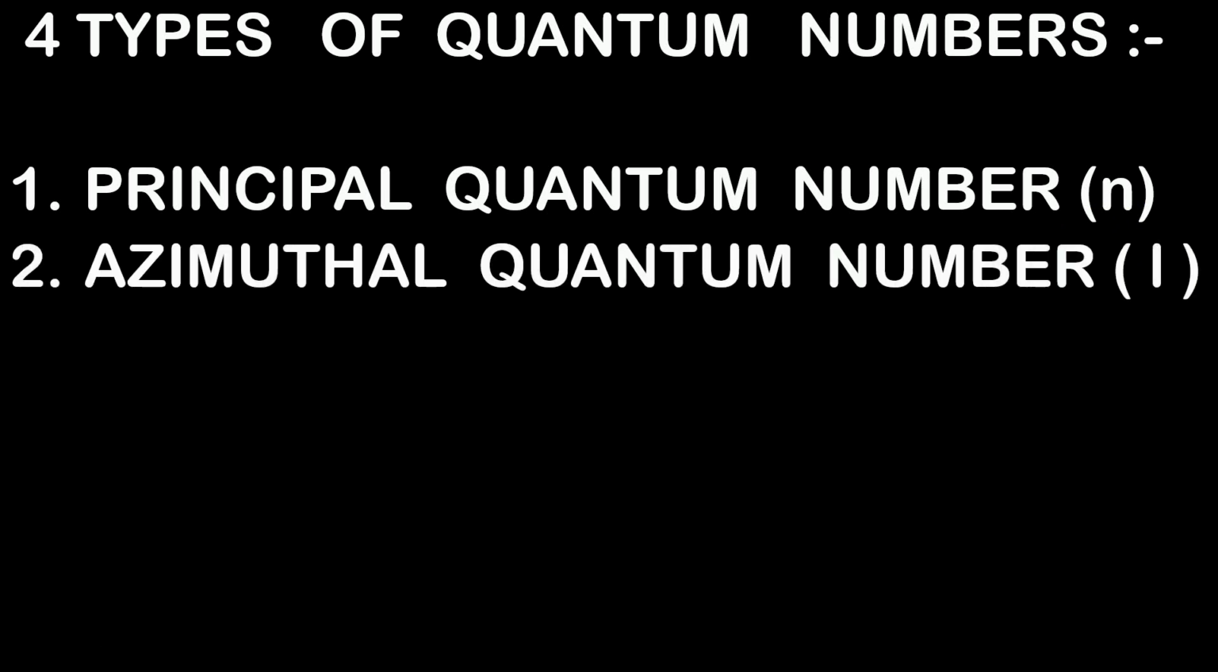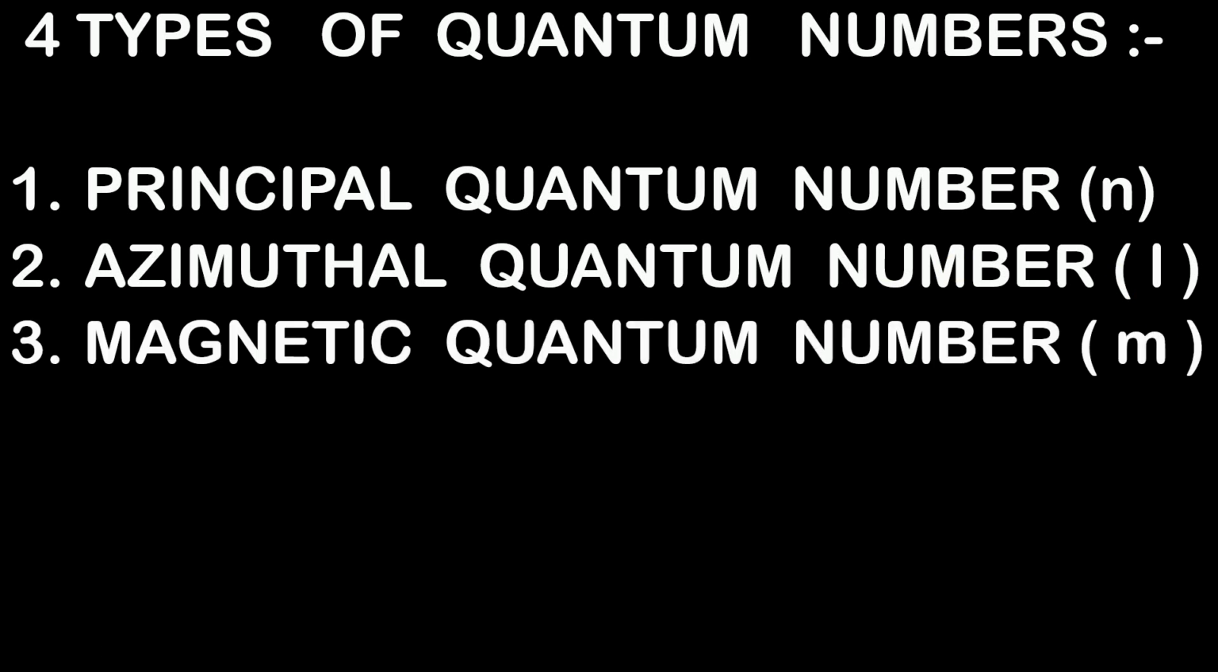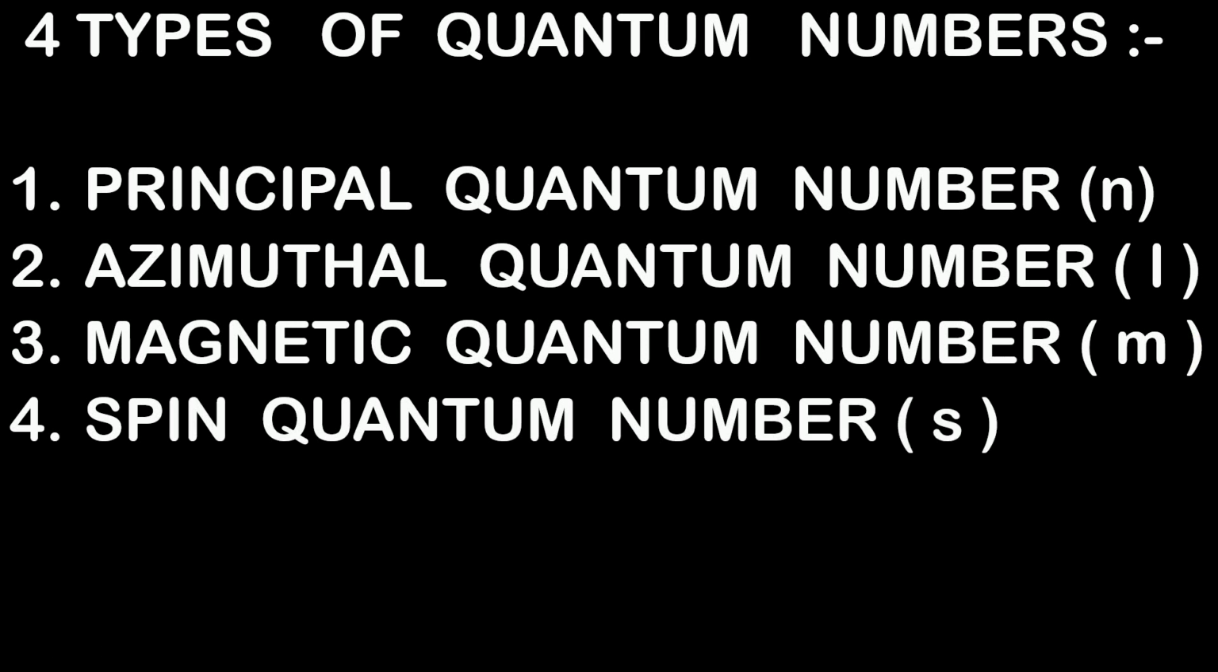The second one is the azimuthal quantum number, which is represented by L. The value of L tells us the subshell inside which our electron is present. The third one is the magnetic quantum number, which is represented by M, and this M tells us the orbital inside the subshell in which our electron is present. And the fourth one is the spin quantum number, which is represented by S. If your electron is moving in a clockwise direction, we take the value of S as positive half, and if it is moving in the anti-clockwise direction, we take the value of S as minus half.